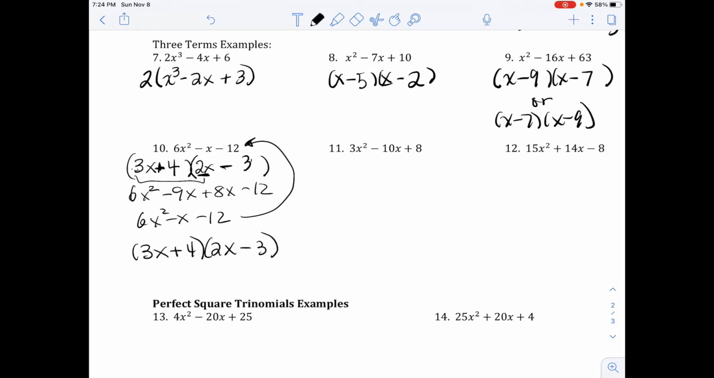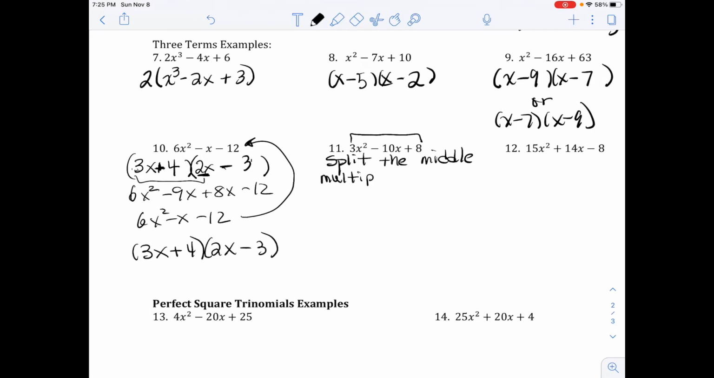And there are many different methods. Maybe a previous teacher showed you something. I'm going to show you split the middle, which is what I do when I don't want to do guess and check. All right, so split the middle is what I call it. All right, so we multiply A and C.